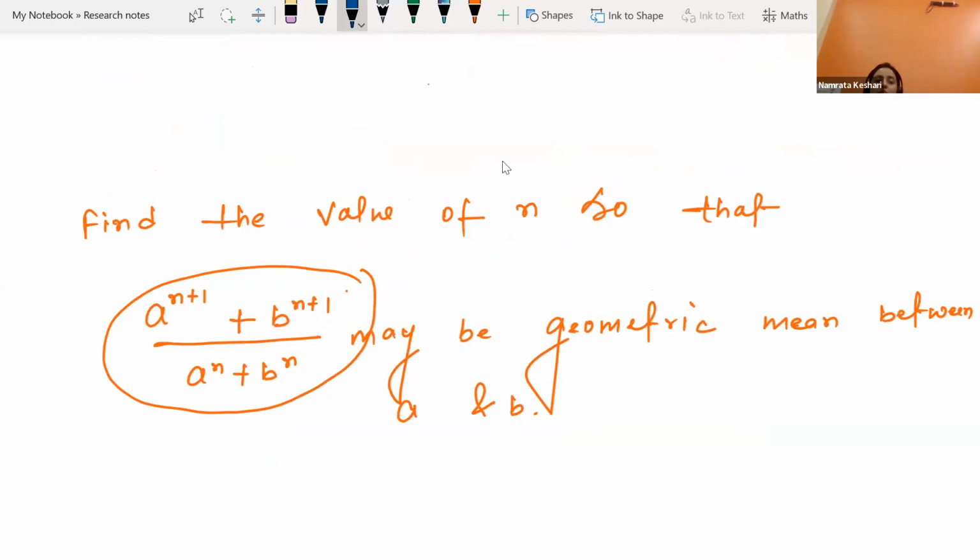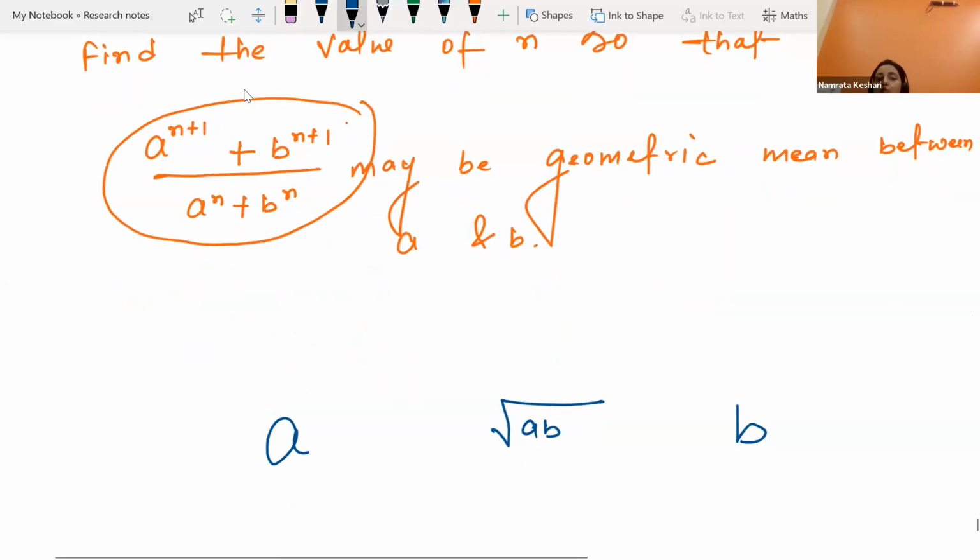Find the value of n so that this may be geometric mean. Okay, so do we want to say this and root ab will be equal? Yes, we do. We want to say that root ab, which we have written by using our concept, and this expression will be the same. Then only we can say it's a geometric mean. Yes or no? Getting it, Ali and Alina?